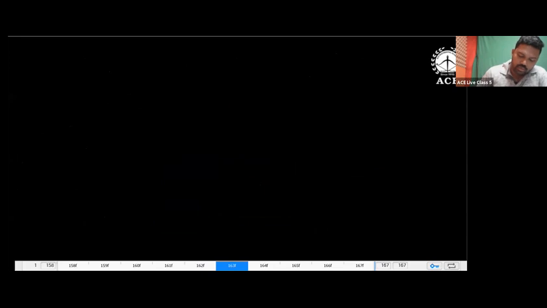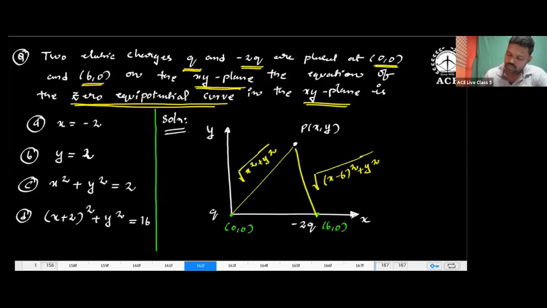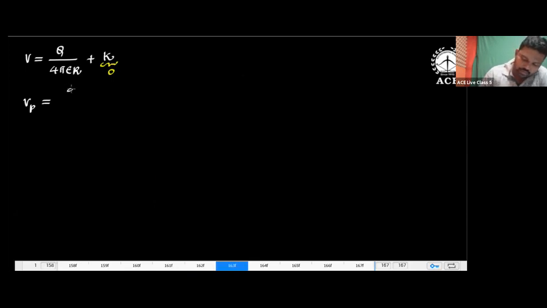What is the potential at point P? Generally, it is Q by 4 pi epsilon r plus K. So consider this residue to be 0, beta. There is no other way. So what is the potential at point P? It is Q by 4 pi epsilon into distance.